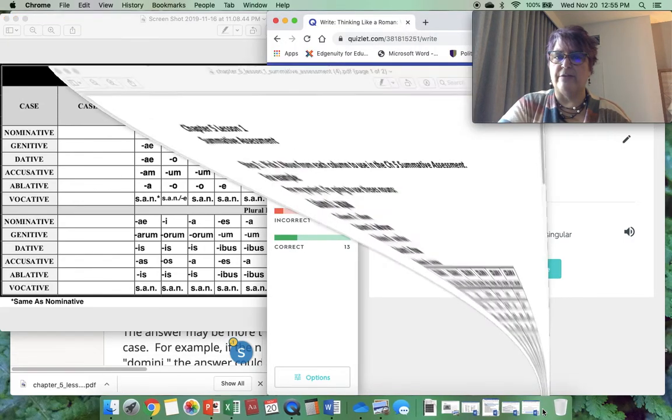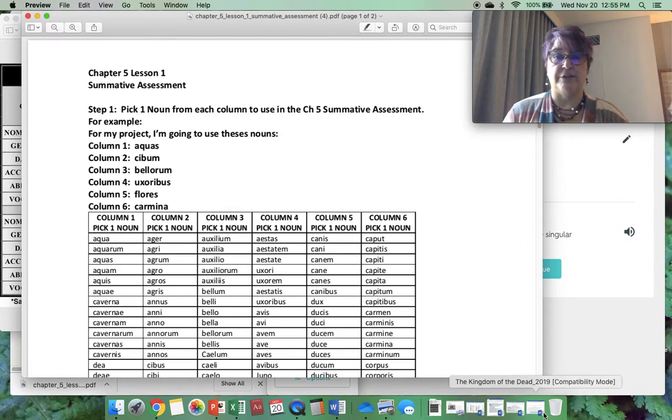Now what about the assignment that you have to do? Well, the summative assessment is asking you to basically do exactly the same thing that you're doing with the flashcards, except I'm not giving you the specific nouns. I'm asking you to pick the nouns that you want to use from these columns. Here is an example of 5 nouns that I picked, and I just picked them at random.